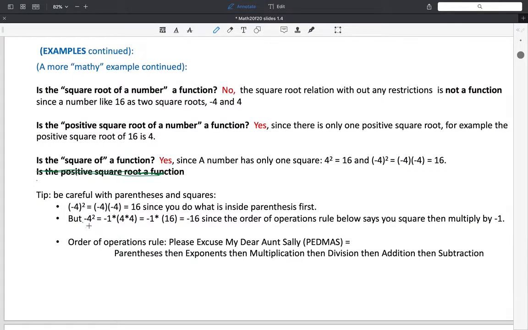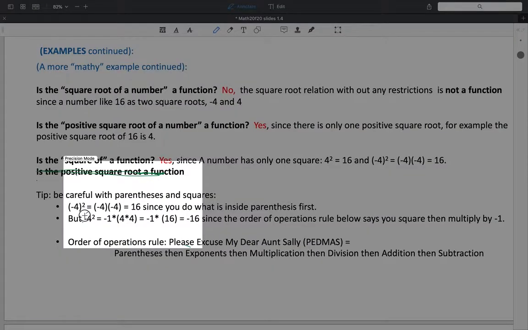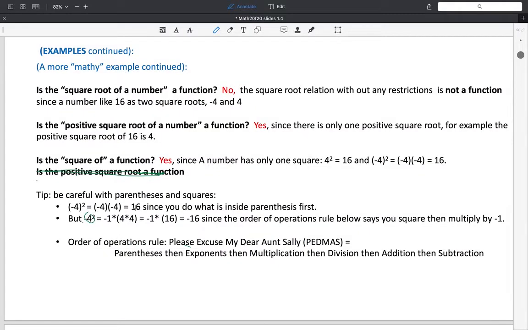And here's how you interpret this. First you square, and then you multiply by minus 1. And why do you do that? Well, it's the order of operations. Please Excuse My Dear Aunt Sally, or PEMDAS. And that means you do parentheses first, then exponents, then multiplication, and so forth. So I look at this here, and there's no parentheses, so I don't worry about that.